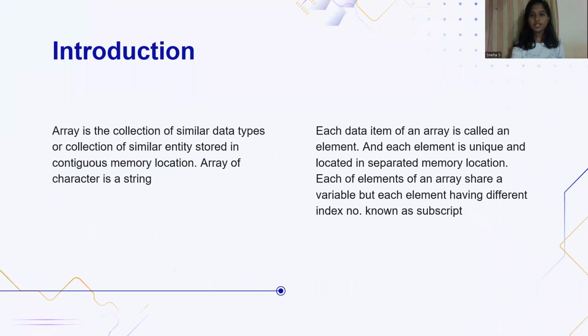Introduction. What is an array? An array is a collection of similar data types or a collection of similar entities that is stored in a memory location. Usually an array of characters is a string. Each item in an array is called an element, and each element is unique and located in a separate memory location. Each of the elements of an array shares a variable, but each element has a different index number that is known as a subscript.